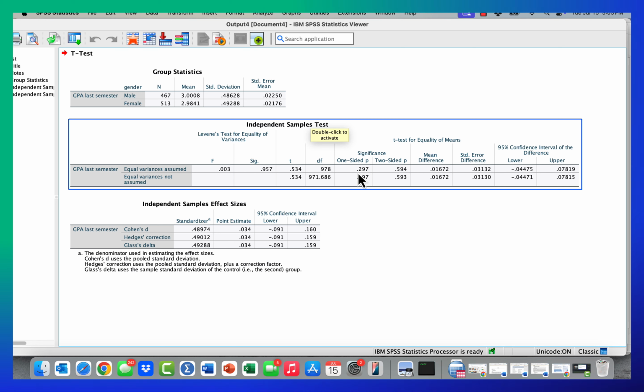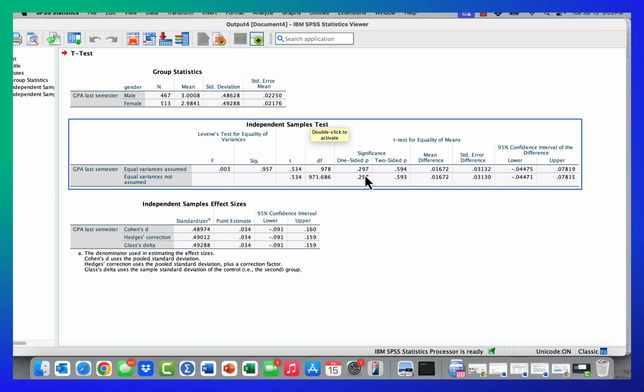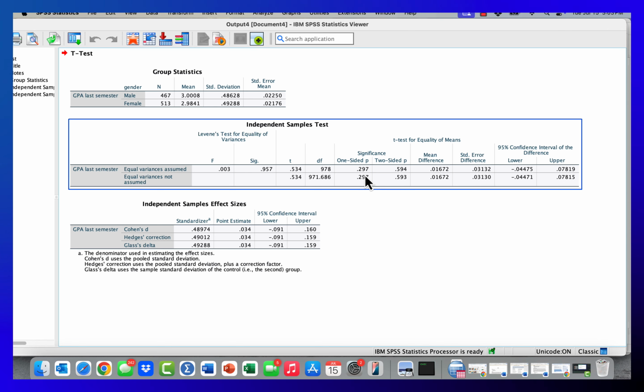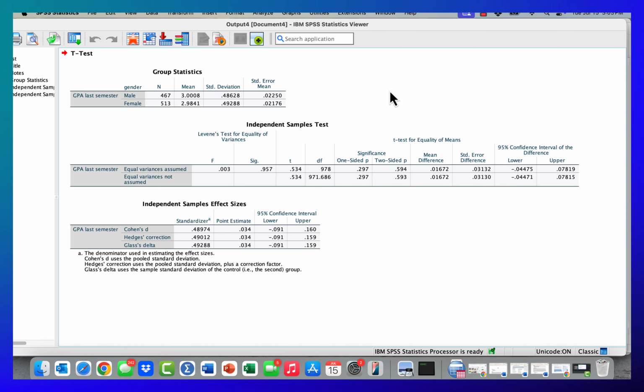You can't even be confident at 95%. This would really be only 70% confident, which statisticians don't use that kind of low level of confidence in terms of being able to reject our null. So in this situation, for the GPA between male and female students, we cannot say that there's any statistically significant difference.